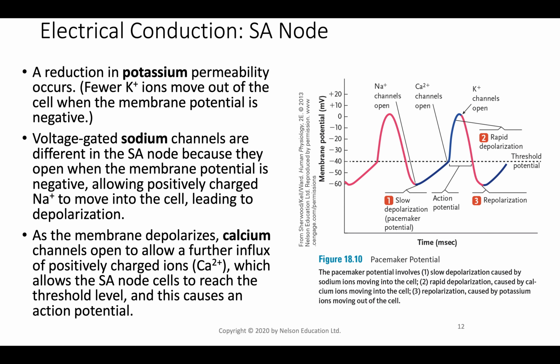Okay, so this is talking about electrical conduction here. We have two major nodes. We have the sinoatrial node and the atrioventricular node. They're going to contract at opposite times. So SA is the lub and atrioventricular is the dub.